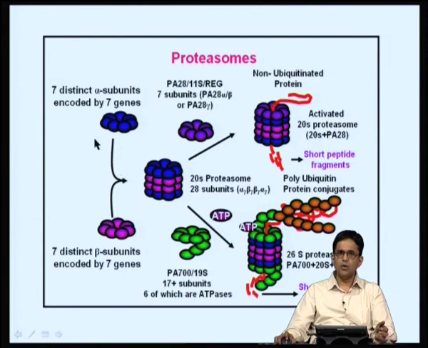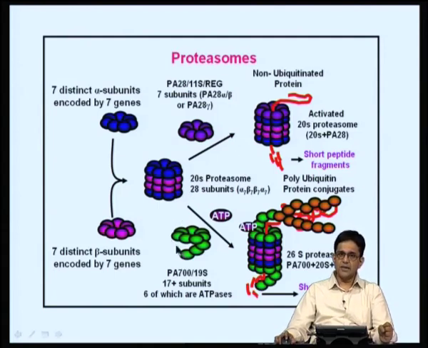This is a different cartoon. Again, to show proteasome assembly, you have the alpha subunits and you have the beta subunits. They come together to form the 20S proteasome. This 20S proteasome can now bind to the regulators known as the PA28, and once these bind to it, you will have generation of more peptides, because PA28 is a positive regulator of proteasome activity.